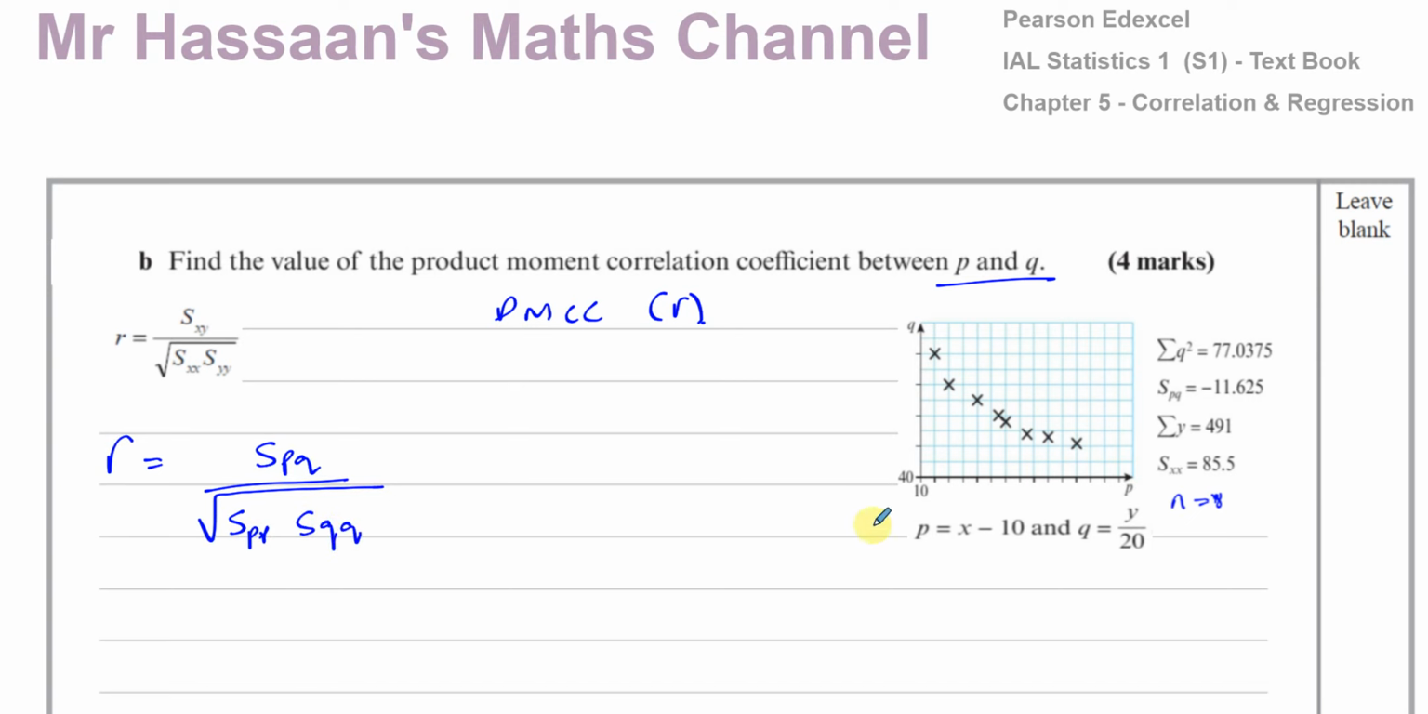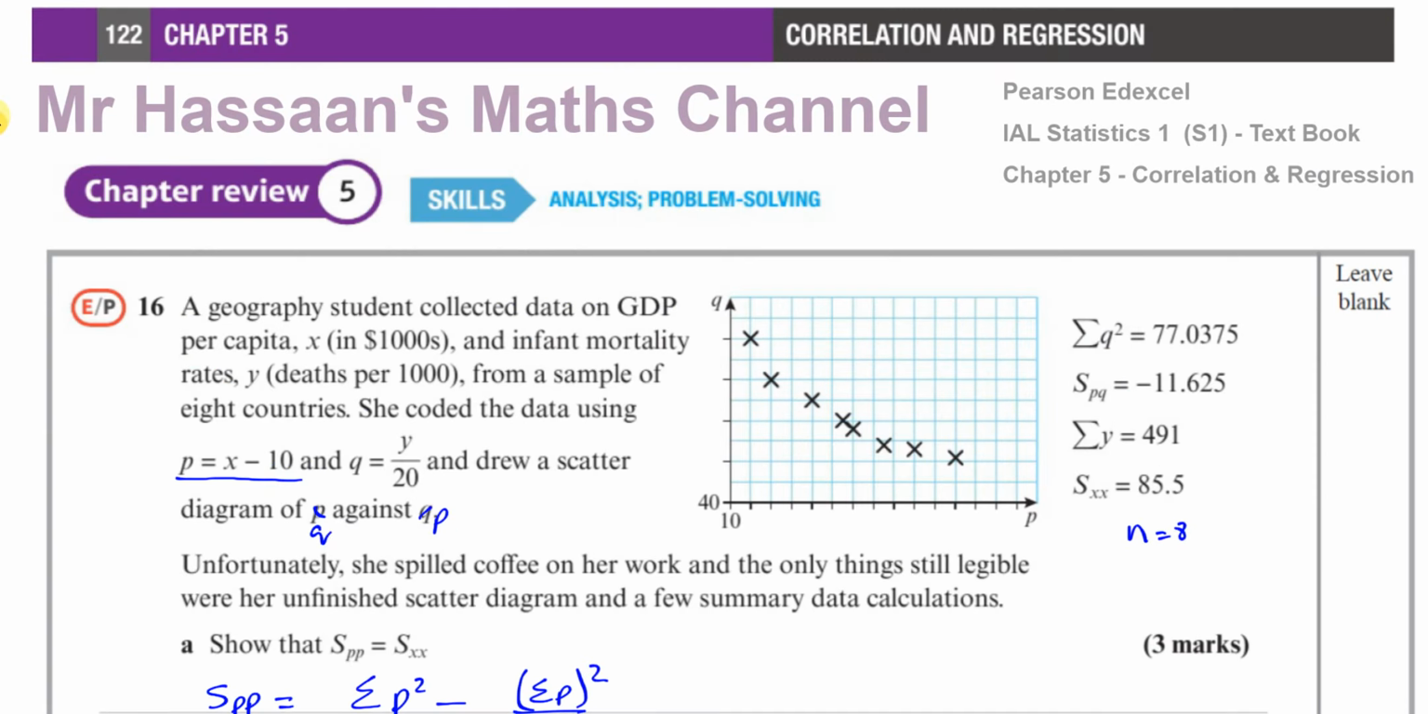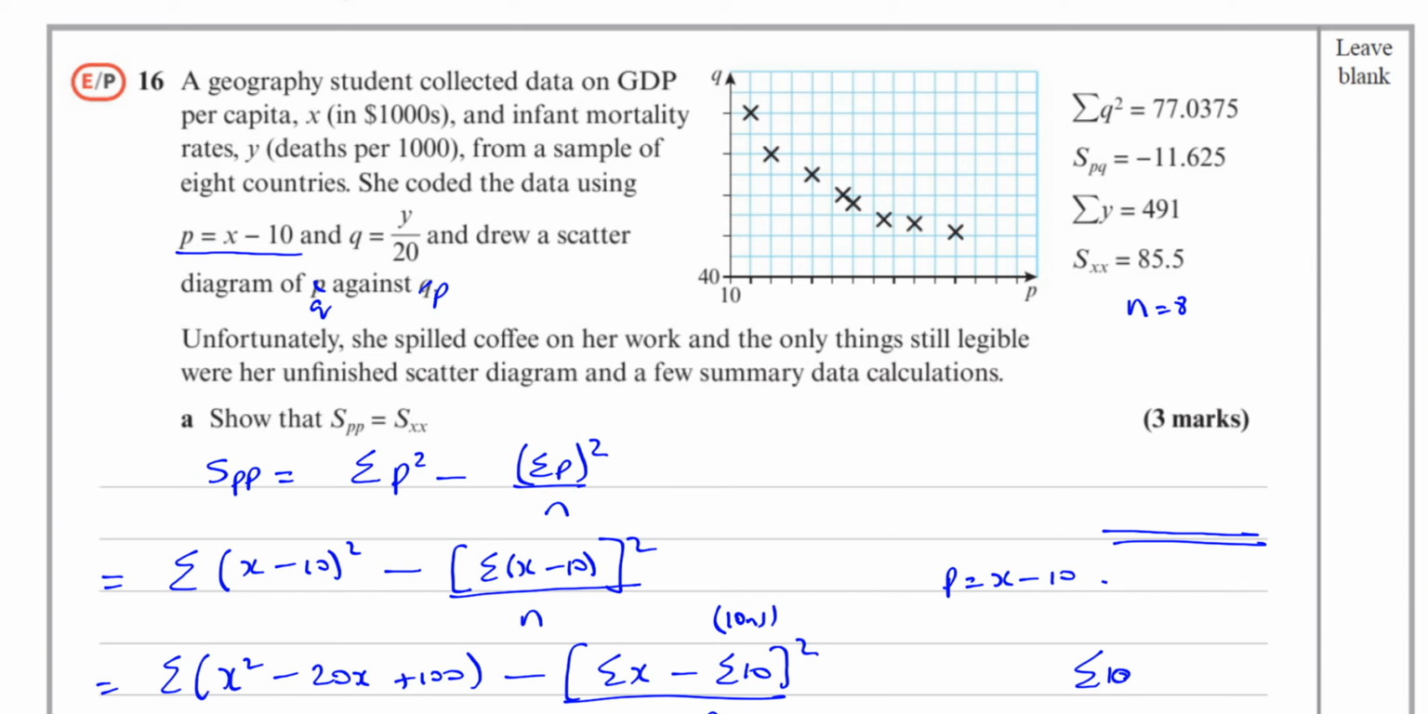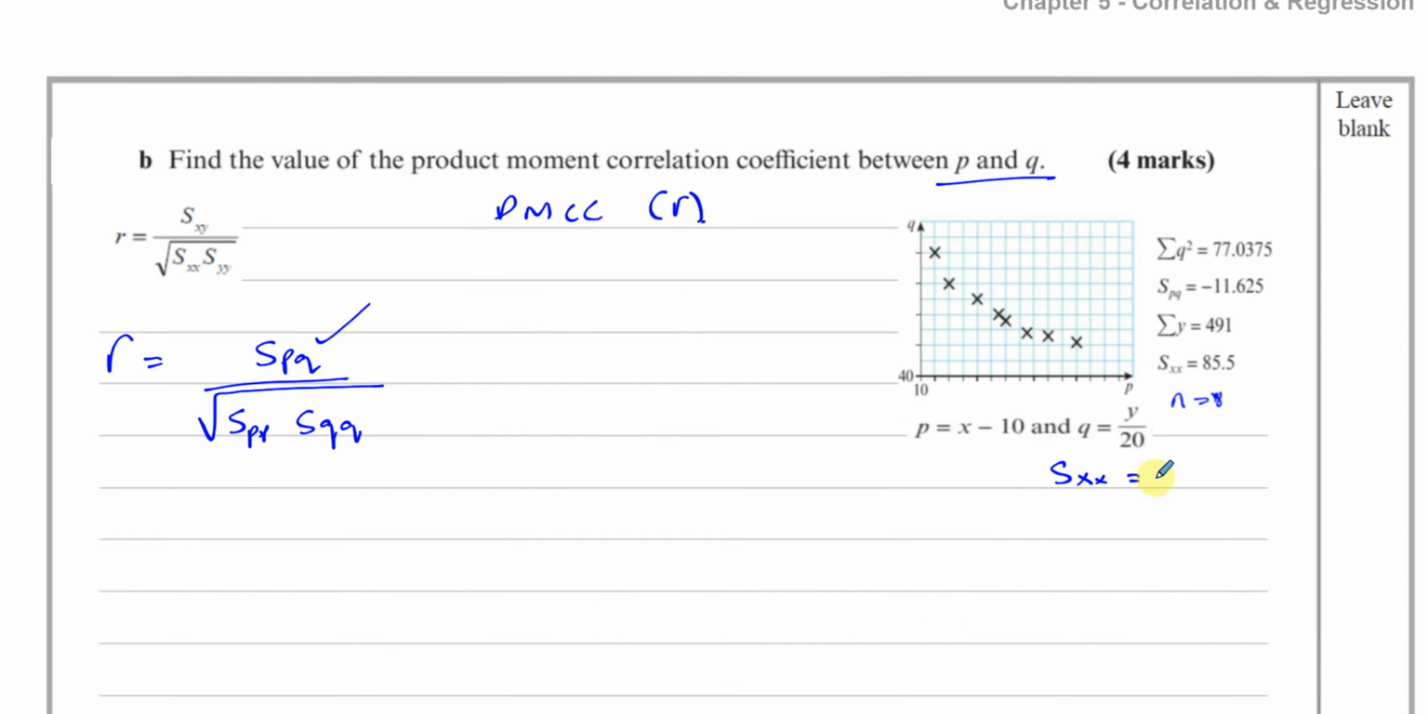Now, what we found already in the last question is that Sxx is the same as Spp. That's what we just worked out. So we know what Spp is. We know what Spq is. We have to find what Sqq is. Sqq, that's what we have to find.